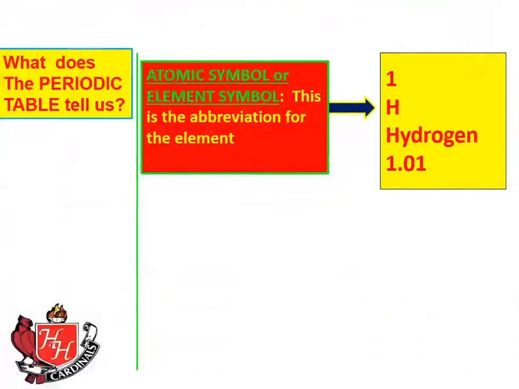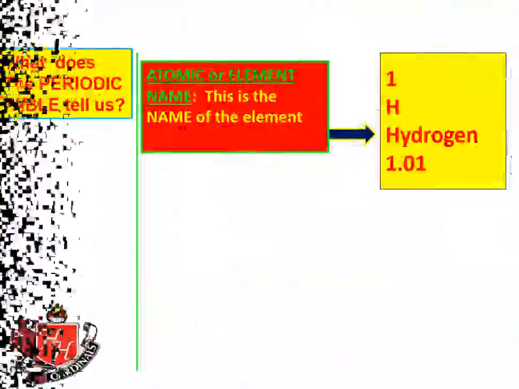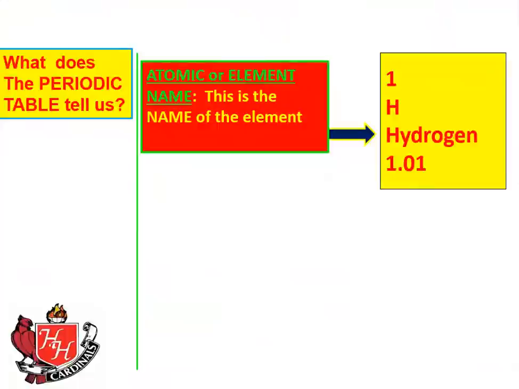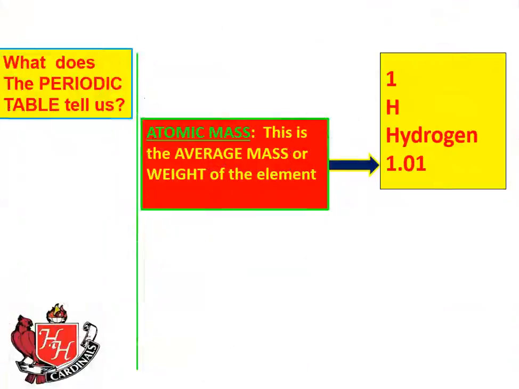All right, now the next thing down you see is the H. That's simply the abbreviation for the element. It's called the atomic symbol or element symbol. Next under that is simply the name of the element. In this case, it's hydrogen. And finally, the mass or weight of one atom of the element is represented down there as the average mass or weight of the element. The reason that it's a decimal number we'll talk about at a later time.